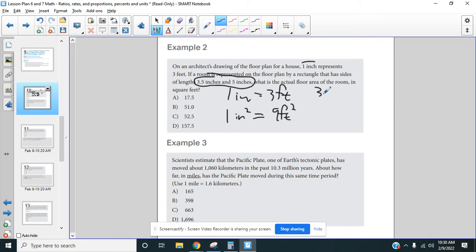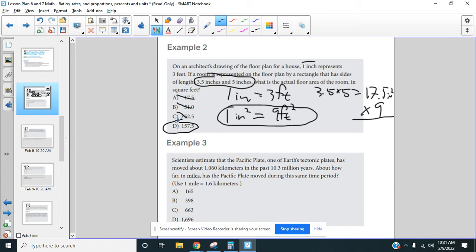3.5 times 5. That's 17.5, but that's in square inches. So that means for every square inch, there's 9 square feet. If we take that times 9, only one of these options is that times 9, right? I don't even have to, since it's multiple choice, it's not this, it's not that. 9 times 10 alone is 90, right, guys? You get what I'm saying? So it's got to be D.